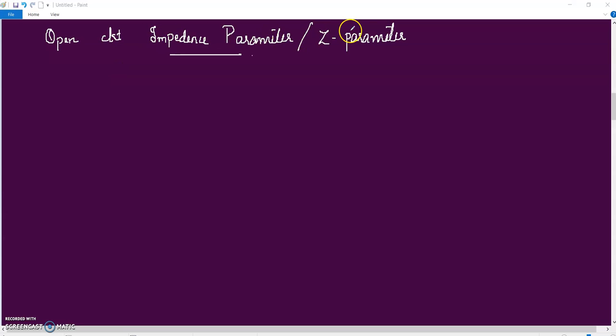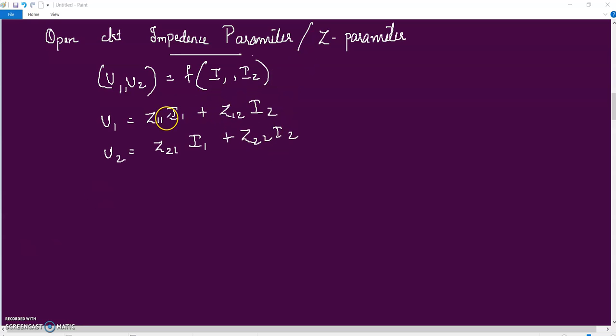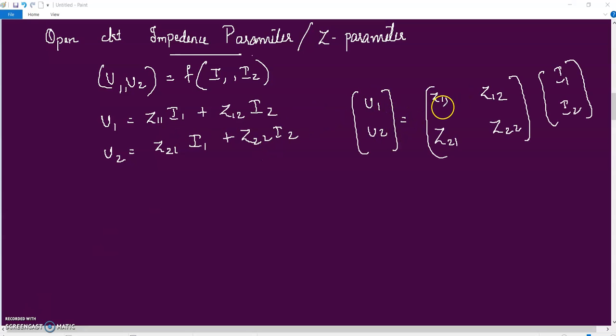Open circuit impedance parameter or Z parameter. Here, as I've already said, V1 and V2 are expressed as a function of I1 and I2. So we can write the general equation as this. We can write it in matrix form: V1, V2 is equal to the matrix Z11, Z12, Z21, Z22 times the matrix I1, I2. We can write it generally as V matrix is equal to matrix of Z into matrix of I.